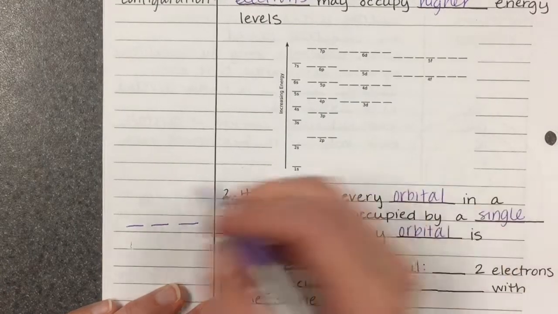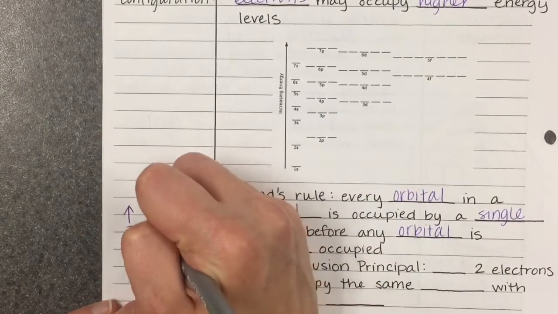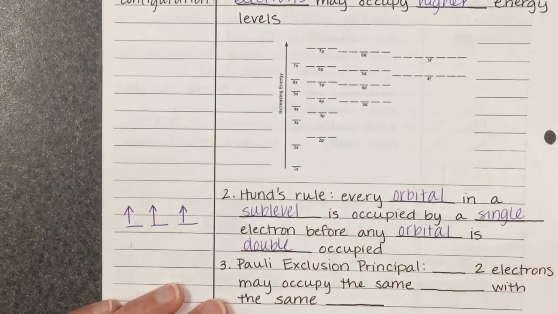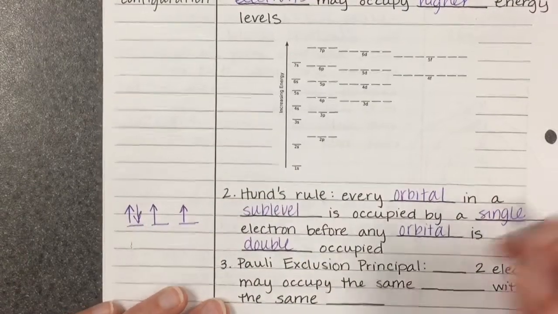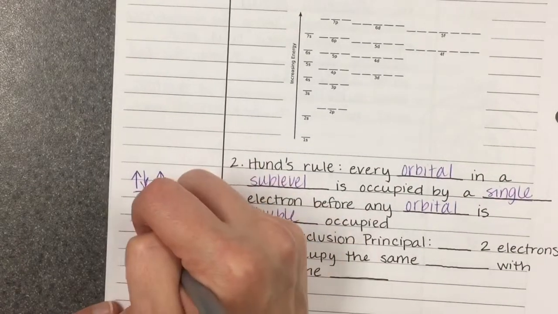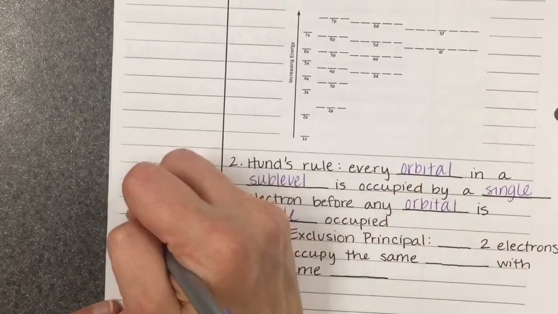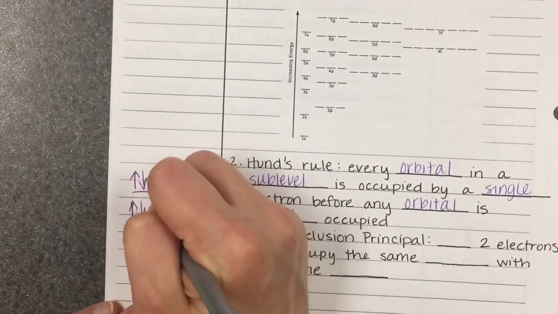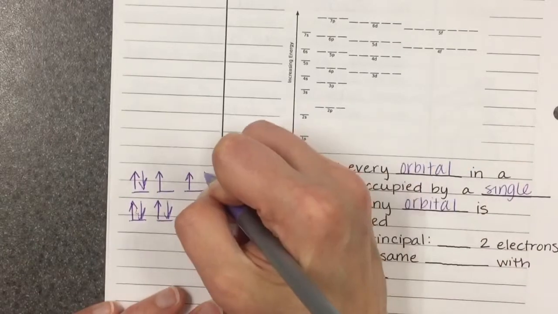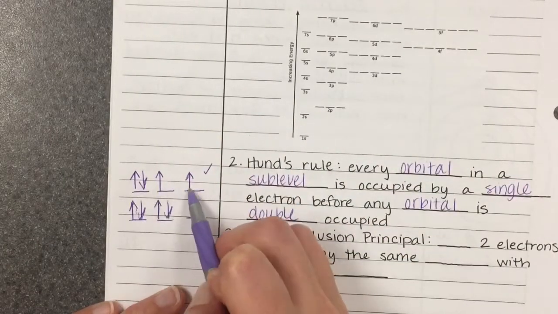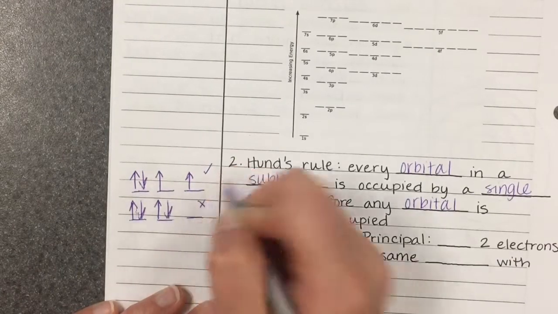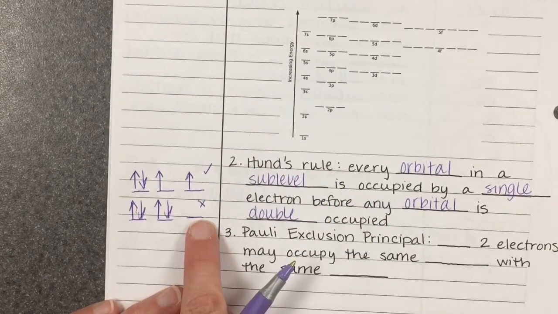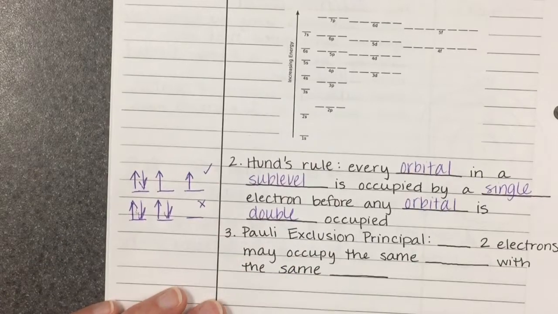If I look at a p sublevel, it has 3 orbitals. What I'm going to do is fill it up with a single arrow in each space, representing a single electron in each orbital, before I go back and double up. What I'm not going to do is just start doubling up right away. Okay, so this would be correct. We have to spread it out and put 1 in each orbital before we go back and double up. We're not going to just start doubling up right away, because then we end up with empty orbitals when they don't need to be empty. They need to be spread out.